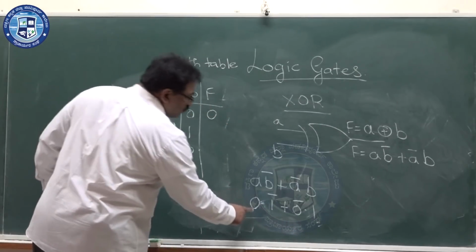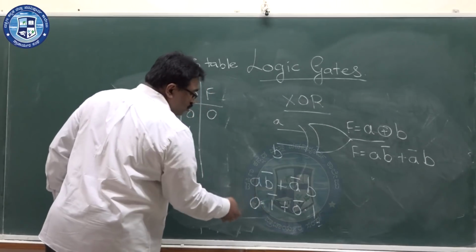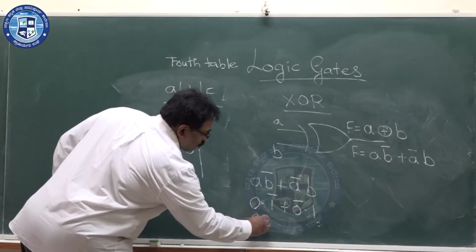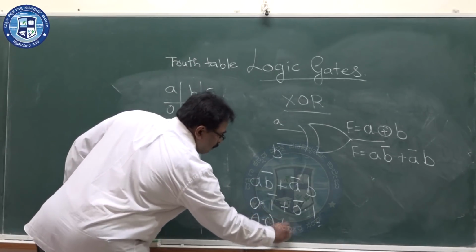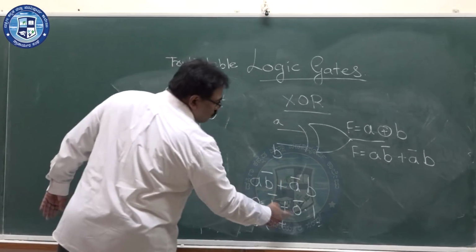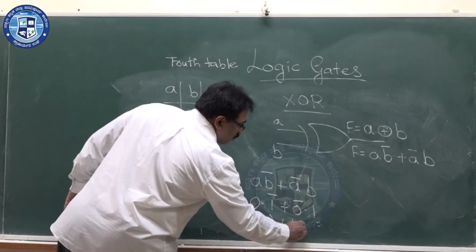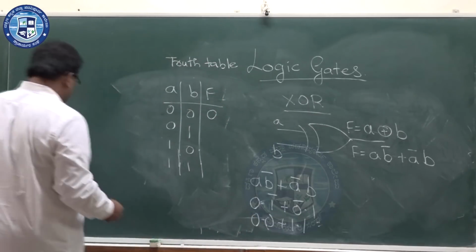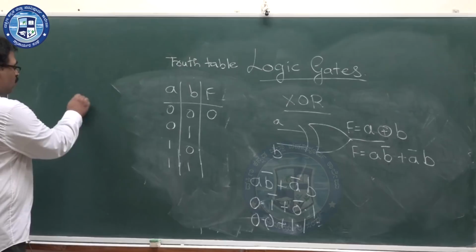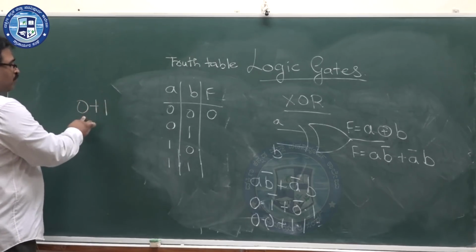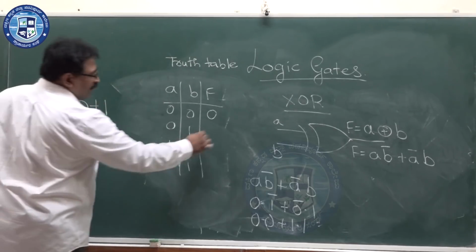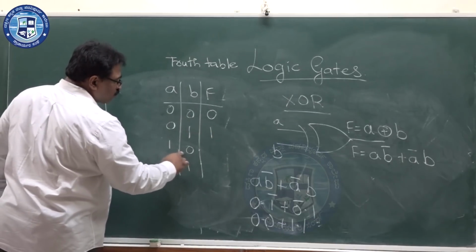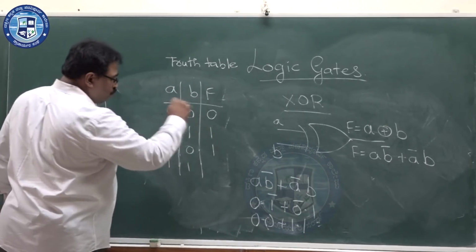Right? So it is 0 dot 1 bar. What is 1 bar? 0. So 0 dot 0 plus, what is 0 bar? It is 1 dot 1. Now what is 0 dot 0? 0 dot 0 will be 0 plus 1. What is 0 plus 1? It is 1. Similarly, here also we will get the output as 1.